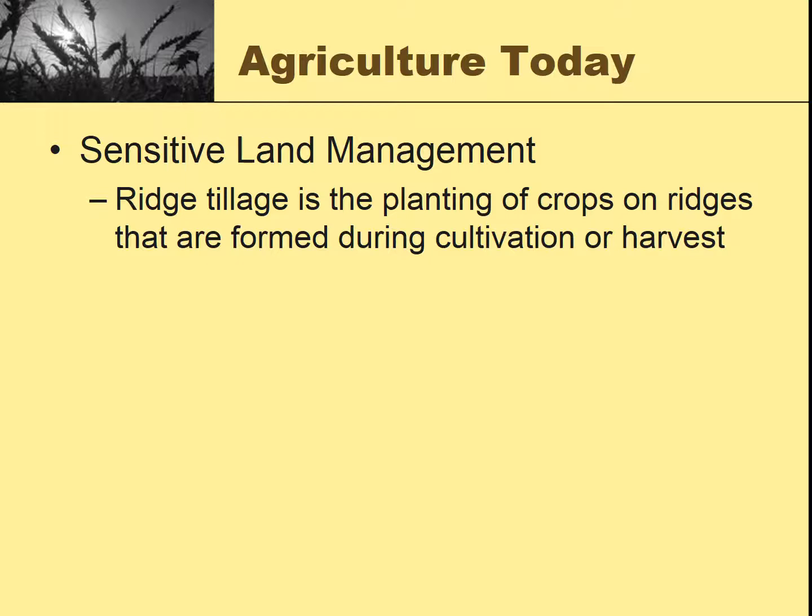And we're increasingly seeing ridge tillage, which is the planting of crops on ridges that are formed during cultivation or harvest. So for example, corn might be planted in the furrows or the troughs or the shallow bowls that come from the tilling, and the mounds that are pushed up by the plow are left unused. But now we're figuring out we can plant other crops on those ridges and maximize our planting land.